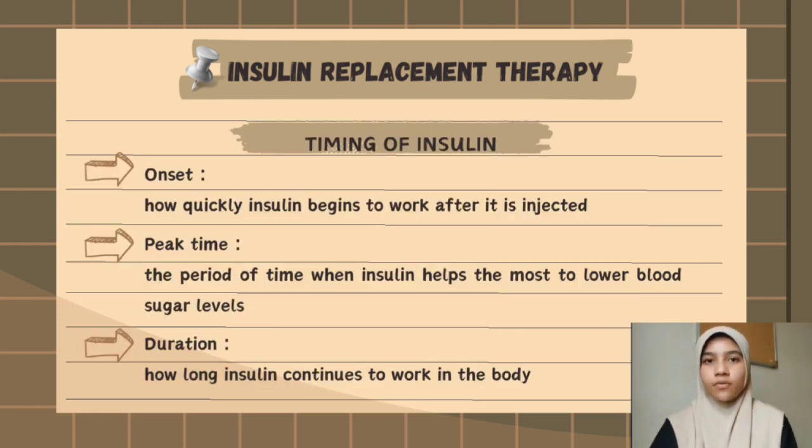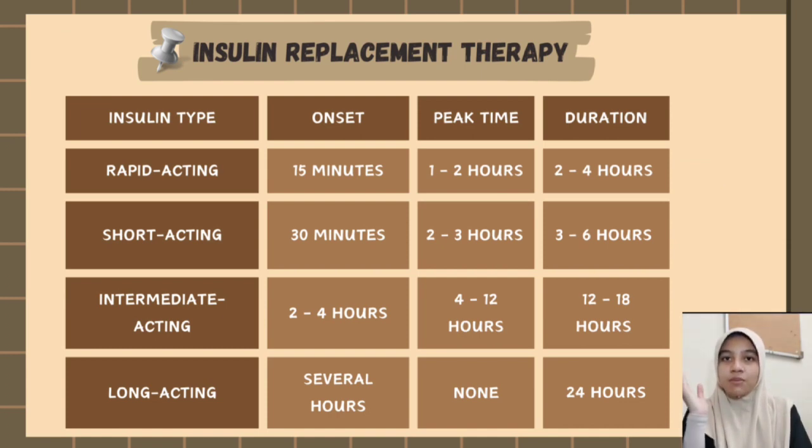Here are the types of timing of insulin. The first one is onset. Onset is defined as how quickly insulin begins to work after it is injected. The second one is peak time. Peak time is the period of time when insulin helps the most to lower blood sugar levels. And the last one is duration. Duration is how long insulin continues to work in the body. This table is a brief explanation of how the types of insulin work over a period of time.